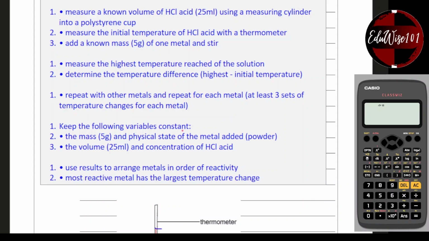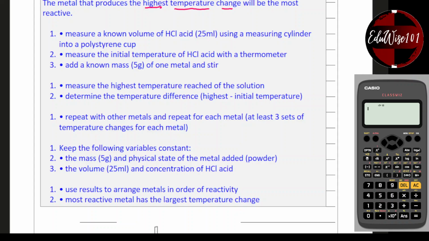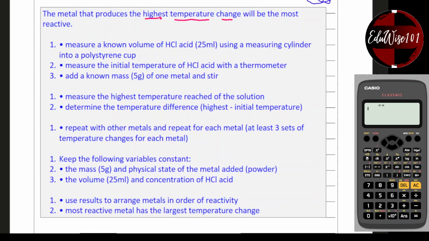And we want to mention these variables. Keep the following variables constant: the mass and the physical state of the metal added. So you want to make sure that they're all in powder form, which would be the best, right? And the volume and the concentration of the acid as well. So you have to keep 4 different variables constant here. And then use the results to arrange the metals in order of reactivity. Remember, in the first bullet point we said the metal which is most reactive is going to give the biggest temperature change. So the most reactive metal has the largest temperature change. That should easily give the 6 marks for this question.